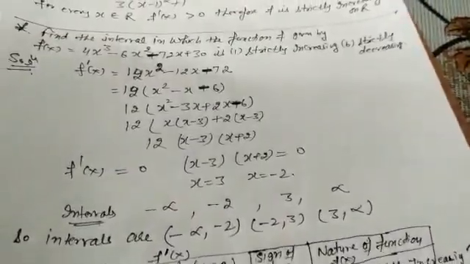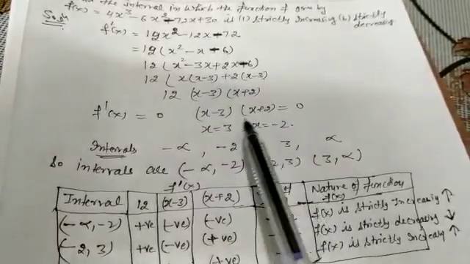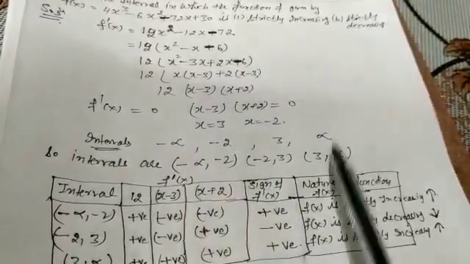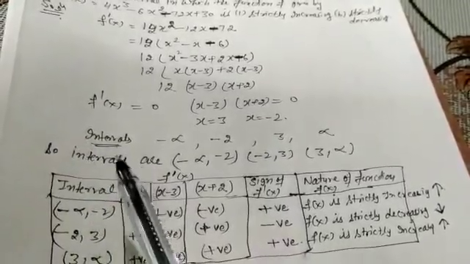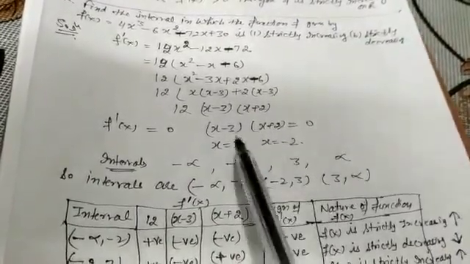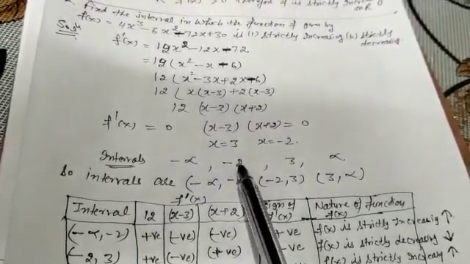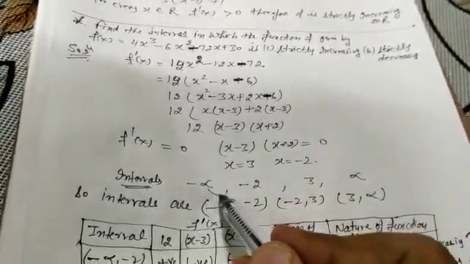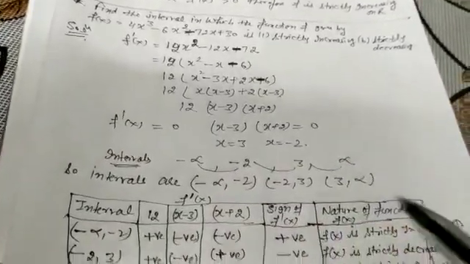Now second step, to make the intervals, whatever values you get, minus 2 and 3, the two values, keep these two values in between minus infinity and plus infinity. Remember that the number of intervals is always one more than the number of values of x. You observe here two values of x and you will get three intervals. First from minus infinity to minus 2, second from minus 2 to 3, and third from 3 to infinity.